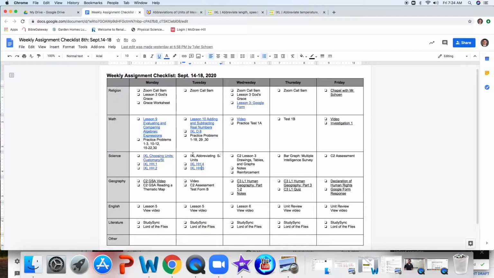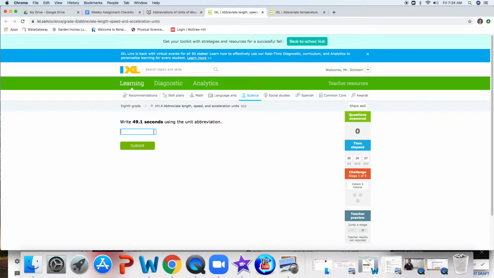Back to the assignment checklist, I would click on IXL HH.4 and it takes me to our IXL activity, HH.4, abbreviating length, speed, and acceleration units. Now, what you're going to learn with this activity is that you have to be really careful, so I would go back and forth between the units of measurement and also my textbook to make sure that I've got those typed correctly. One misspelling is going to come up with an incorrect answer.